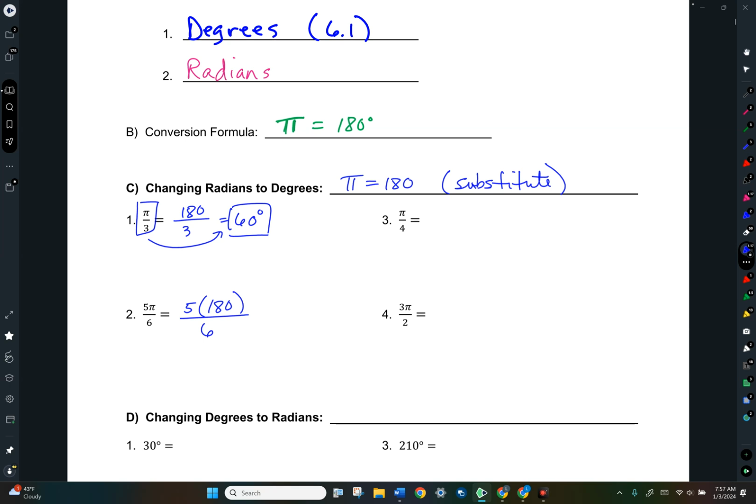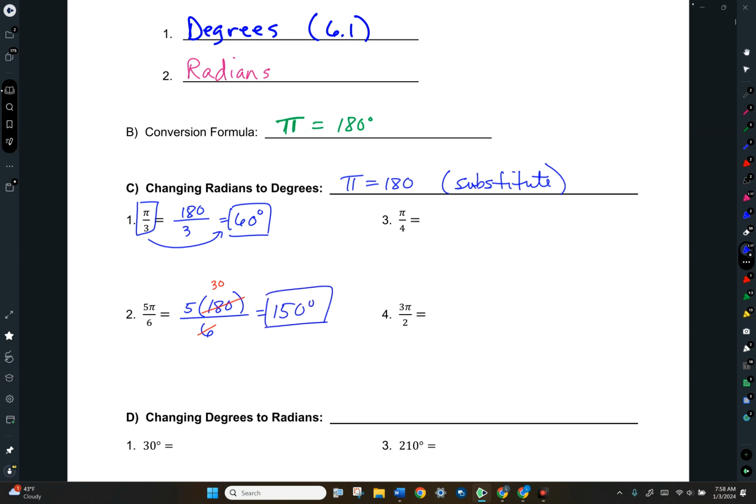Think about the numbers. I can just cancel out. 6 goes into 180, and you might be saying, 6 into 180? But think about 6 and 18. If 6 goes into 18 3 times, then 6 goes into 180 30 times. So what I actually have, since those crossed out, is 5 times 30, which is 150.